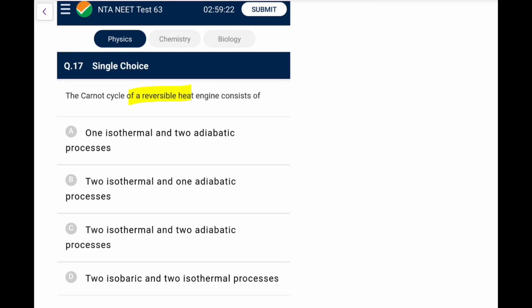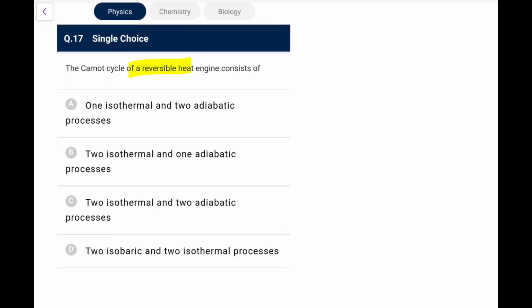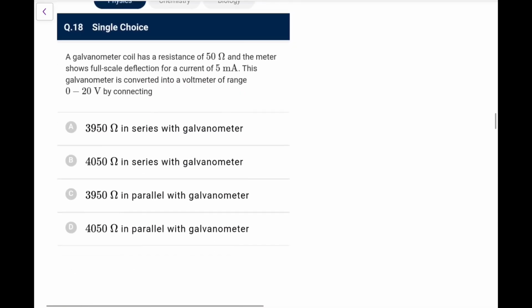The Carnot cycle of a reversible heat engine consists of 2 isotherms and 2 adiabats. So look for that option, that is option C. That's an easy one for you.